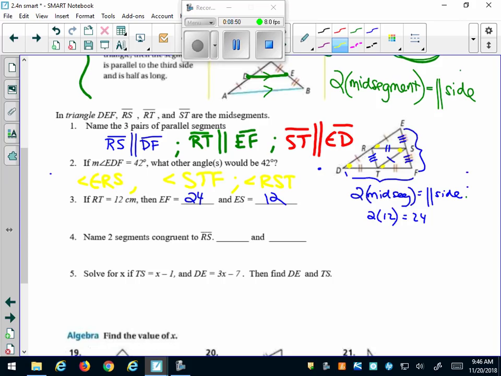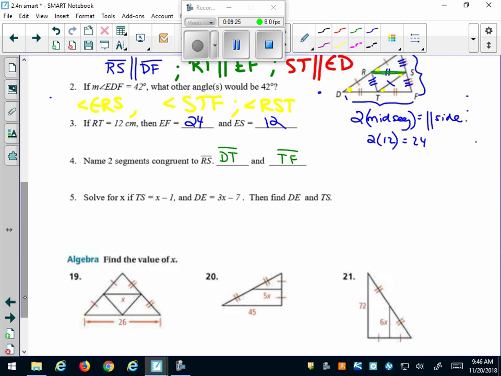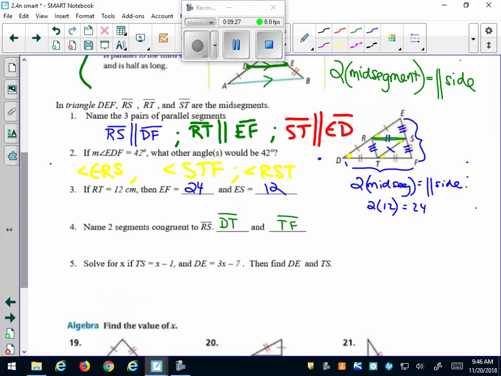Okay, name 2 segments congruent to segment RS. 2 segments congruent to RS. So we just kind of marked that. What's that going to be? Lindsay, what do you think? So RS is half the length, yep, DT and TF. All right, solve for x if TS is x minus 1.